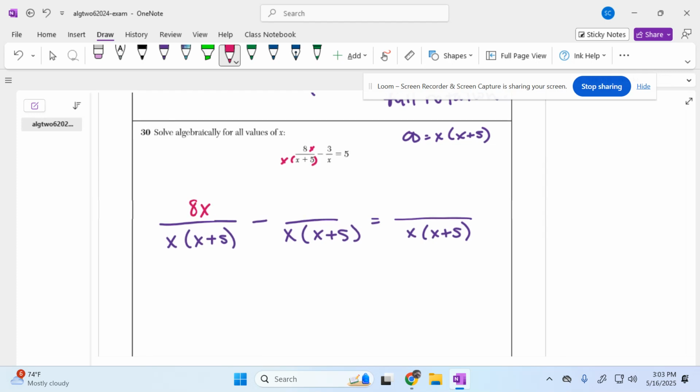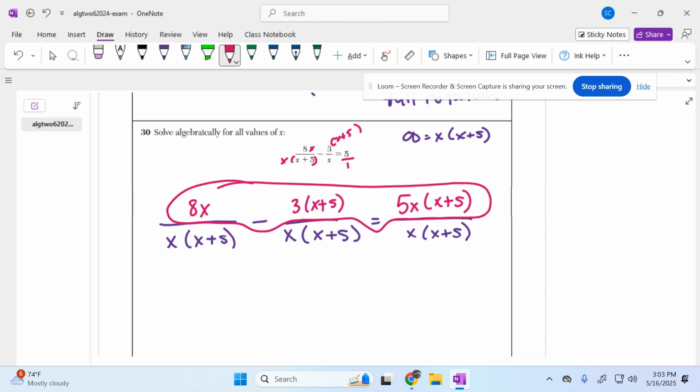From x to x times x plus 5, I need to multiply by x plus 5. So I'm going to put 3 times x plus 5 up top. To go from 1 to x times x plus 5, I've got to multiply both of those. So I'm going to put 5, an x, and an x plus 5. All of this in the numerator, now that the denominators are all the same, becomes our equation. Essentially, we can cross these all off and say those don't matter anymore. They're all the same. So I have the equation 8x minus 3x minus 15, remember, you're going to distribute this whole thing, equals 5x squared plus 25x.